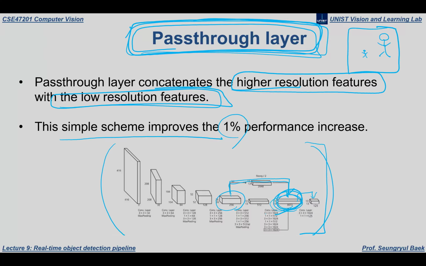Sometimes these later features are more focused on the small objects, but in the previous layers, features are more focused on the larger objects. So by combining this type of multi-scale features, we can discriminate multi-scale objects more efficiently. That is actually the reason for this.